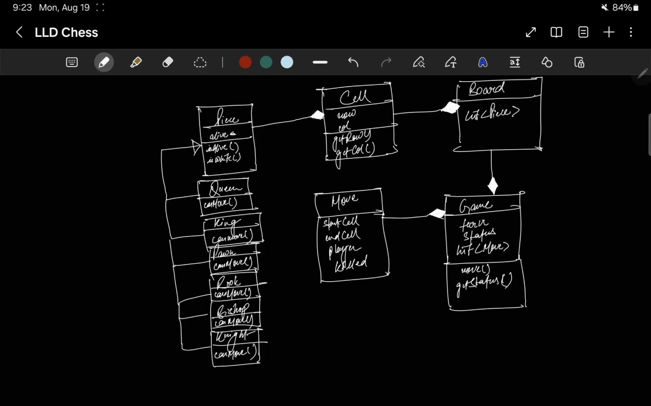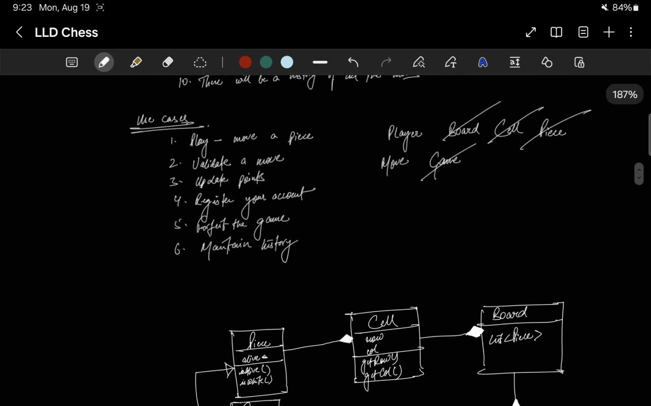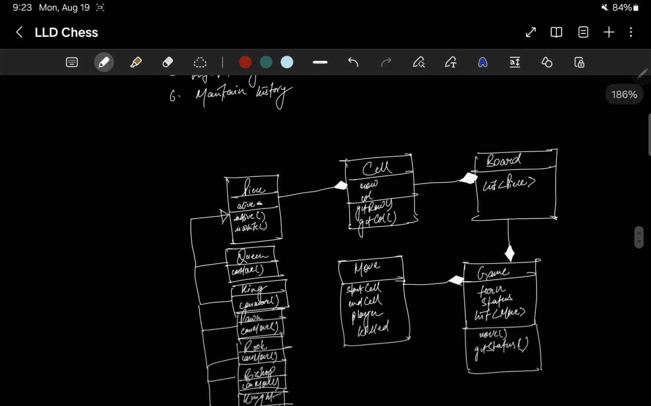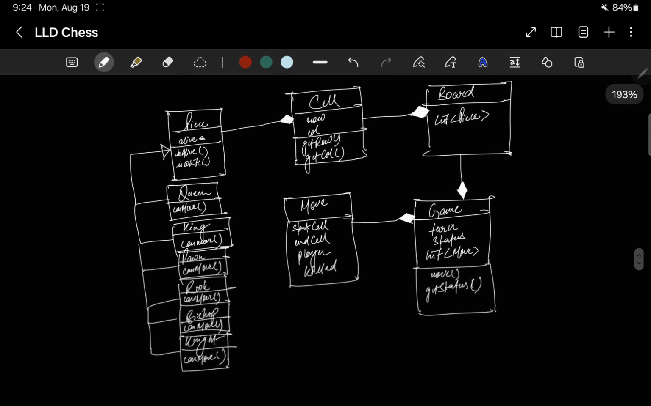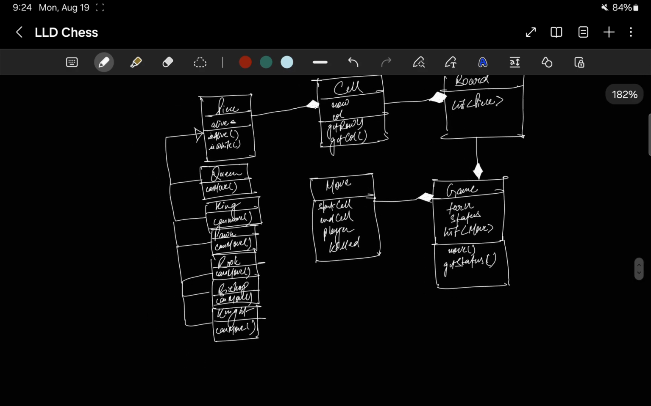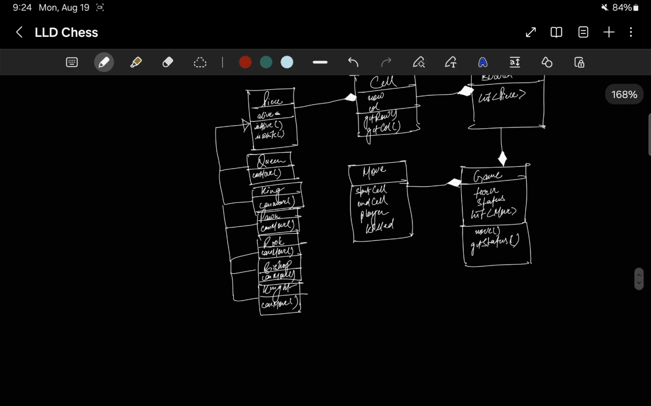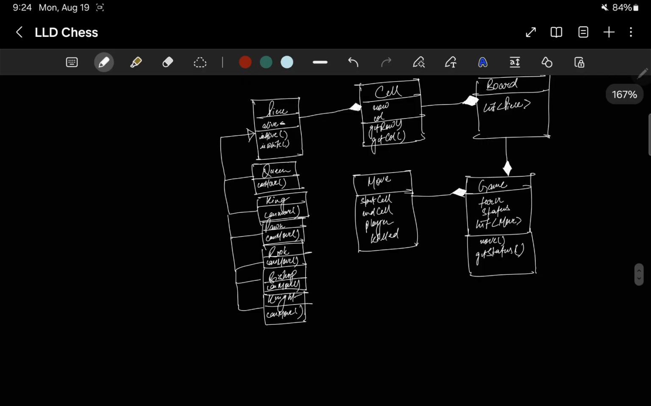So now that we have most of the things connected and most of the classes already addressed, we have player to address now. So let's make a player class. So there will be a player class. So the player will have details like the name of the player. The player has registered, so it must have some email address.